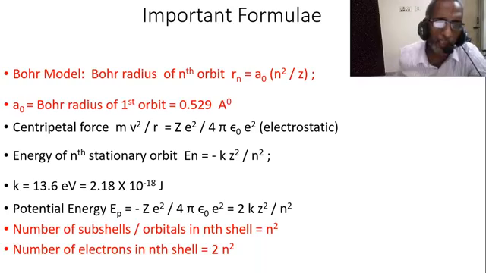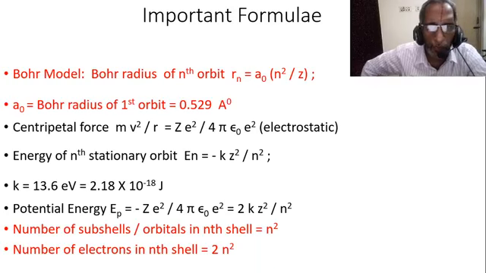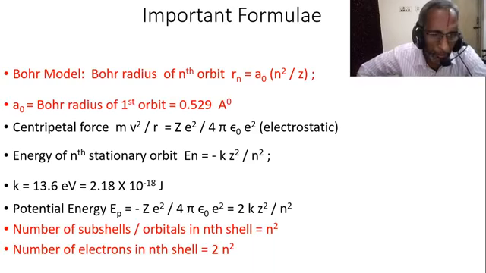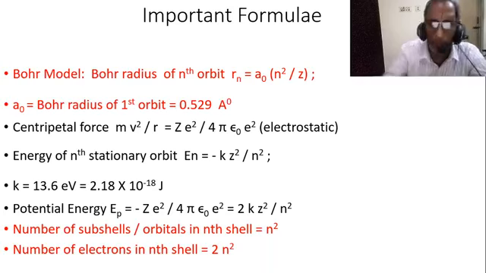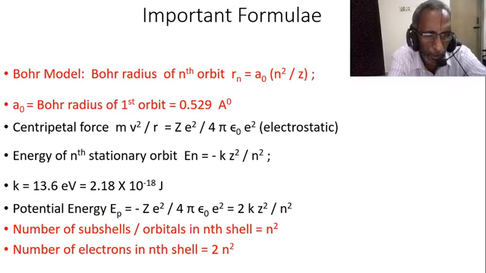So expressions for the Bohr radius of nth orbit. Bohr radius of first orbit is 0.529 angstrom. Centripetal force is equated to electrostatic force, and also energy of nth stationary orbit is given by different expressions. Energy of an electron has two components, potential energy and kinetic energy. Kinetic energy is due to its revolution. Potential energy is due to its presence at higher levels, lower energy level, higher energy level, and so forth.